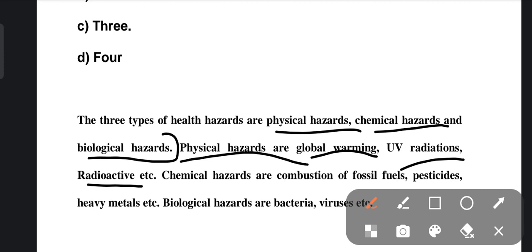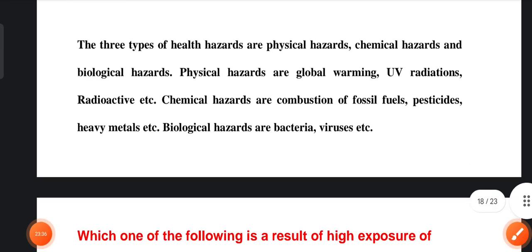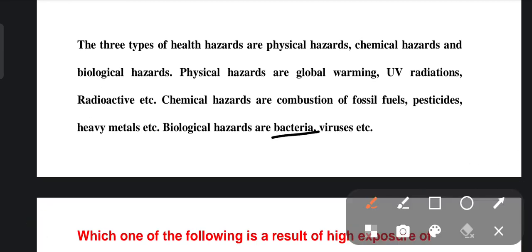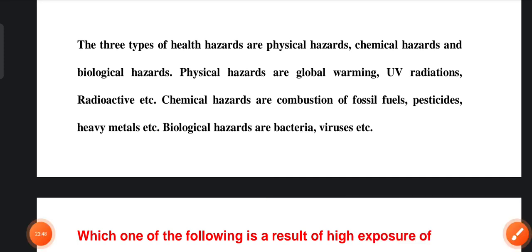And chemical hazards are combustion of fossil fuels. Fossil fuels are nothing but the fuel, the liquid which is present under the ground, inside the earth. When they come out, they can cause human health problems. Those are called chemical hazards, along with pesticides and heavy metals. Heavy metals also harm human health. Those come under chemical hazards. The biological hazards are commonly bacteria, viruses, fungi, all the pathogens. So there are 3 types of hazards.